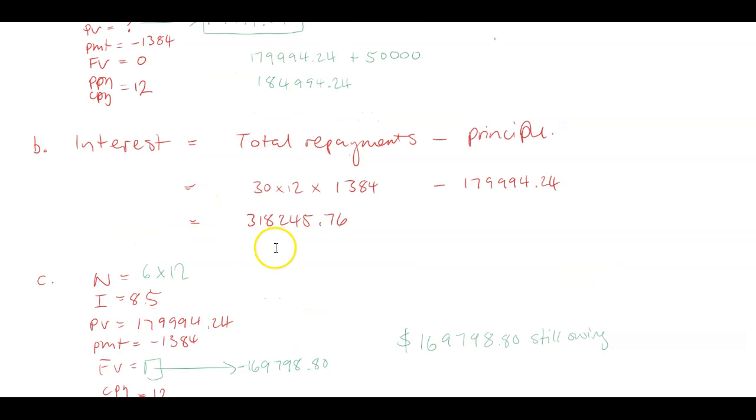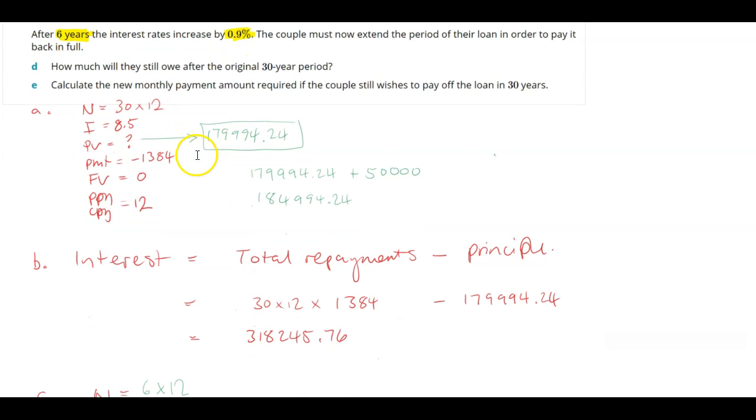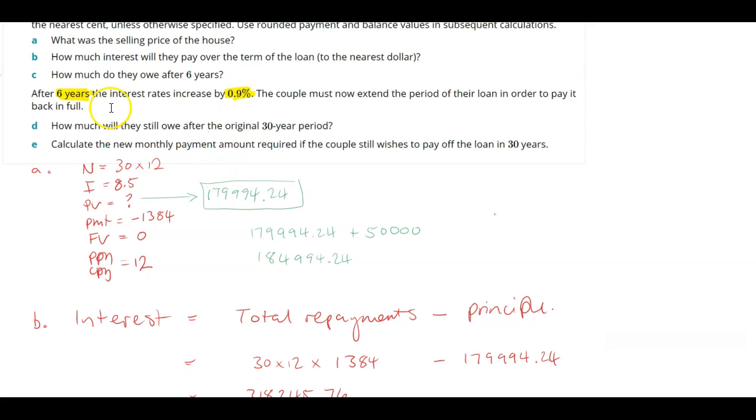Now, what I predict is going to happen here is a change of conditions. So, after 6 years, the interest rate increases by this much. Now, this happens regularly with loans, in fact way more often than just every 6 years, but this is obviously to make things simpler. They've done it just once. So, after 6 years, it goes up. The couple must now extend their loan in order to pay it back in full. Obviously, the couple doesn't suddenly earn more money, so they might want to stretch their loan out. They call that refinancing in the real mortgage world. So the couple might extend how long it takes to pay it. So how much will they still owe after their original 30-year period?